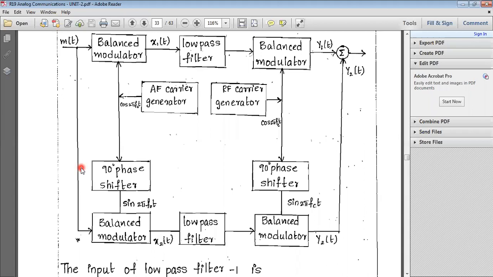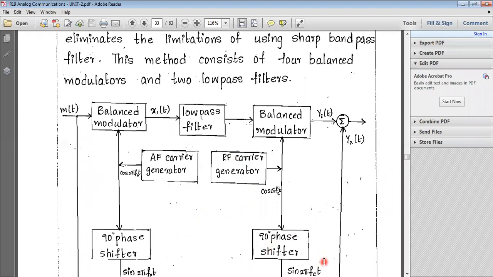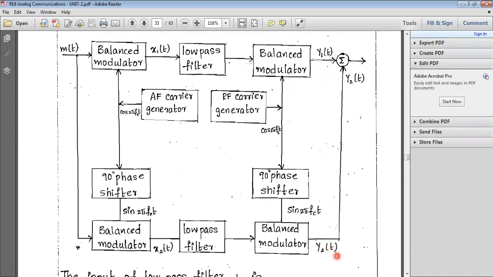So to eliminate that one, why do we eliminate that one? It is practically very difficult to generate an out of phase signal. So that's why, to eliminate that one, here we use 4 balanced modulator circuits. So the m of t is directly connected to the first balanced modulator and this balanced modulator. At the output of this balanced modulator, here we got x2 of t. Finally, again, the signals are considered as y1 of t and y2 of t. At the first stage, the balanced modulator signal is considered as y1 of t and y2 of t.